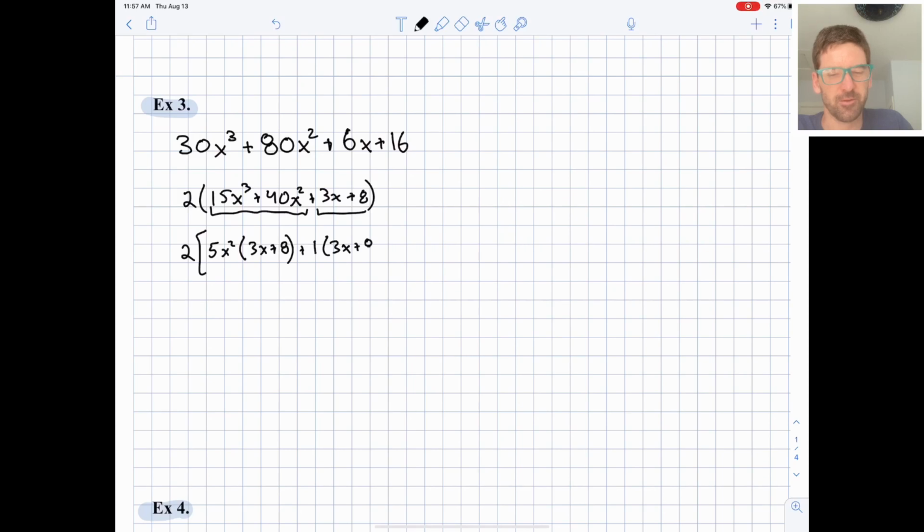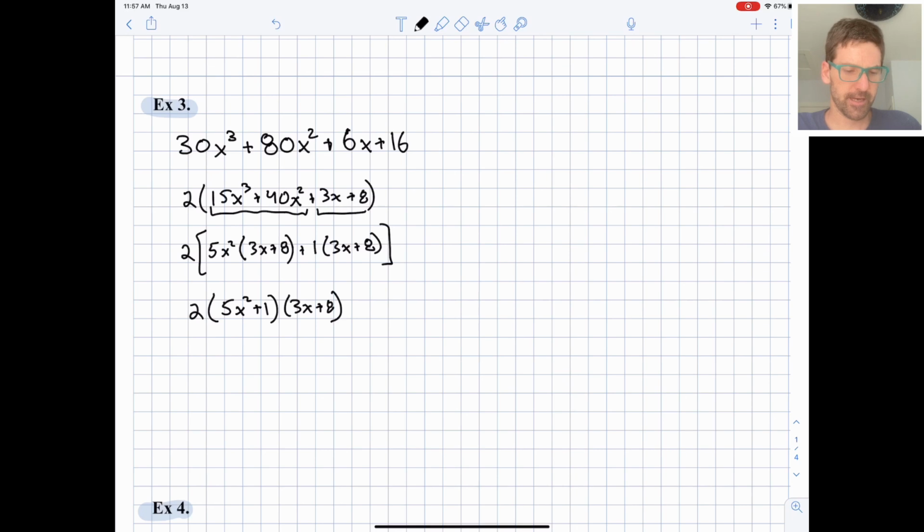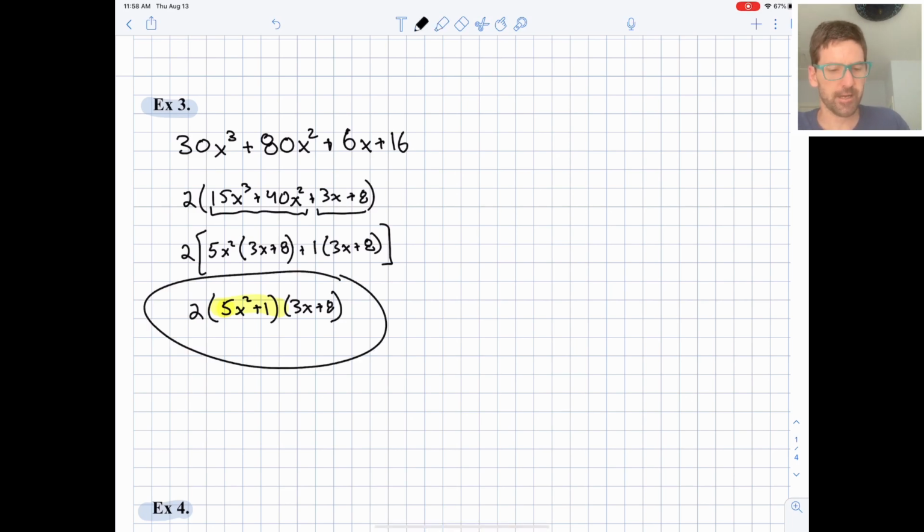Pulling out a 1 really means there is no GCF, right? But we still need to keep that 1 there, because that's going to show up in our final outcome. So we have a 2. We can rearrange our results, overlap the 3x plus 8. And now do some thinking. Is there some final factoring we can do? And it doesn't look like there is. This expression can't be factored any further. So we have a final answer for that guy.